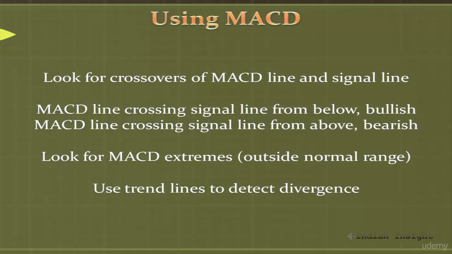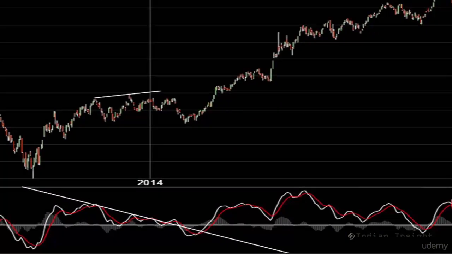Another way to use MACD is to use trend lines on the MACD indicator to detect divergence between the indicator and the price of the security. When MACD and the price are trending in the same direction, we say that there is convergence. In contrast, when MACD and price are trending in the opposite direction, the pattern is divergence. Let's look at an example to understand this.